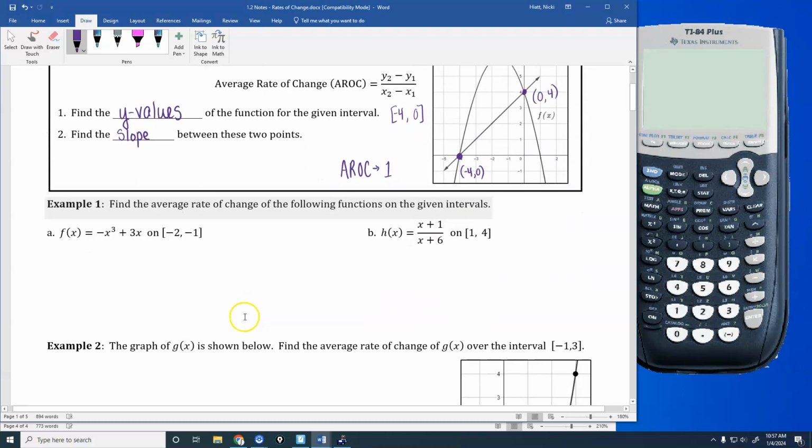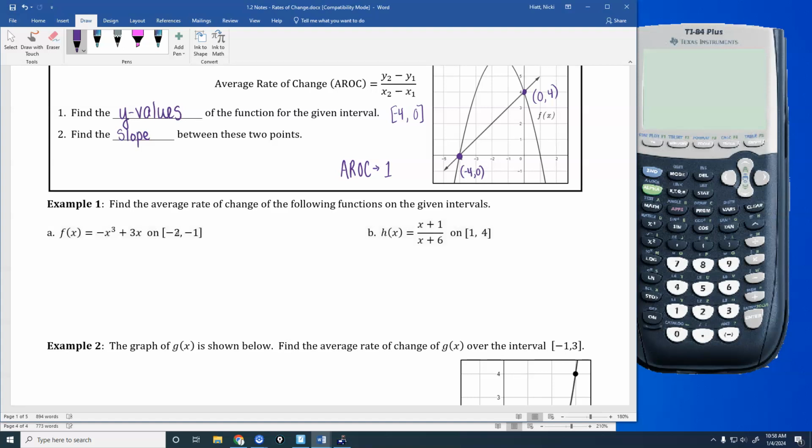All right, so let's look at what we would do from an equation. I'm looking at this equation, and if it says on -2 to -1, that's an interval. Those are your x values, right? So we're looking from -2 to -1. How do I find the y values that go with those x values? If I want to know the y value that goes with -2, what would I do? Just plug it in. That's all you got to do.